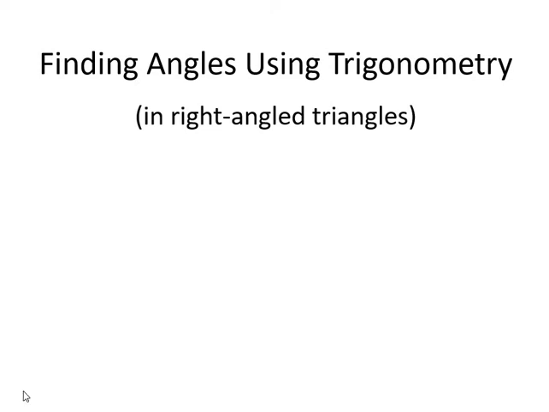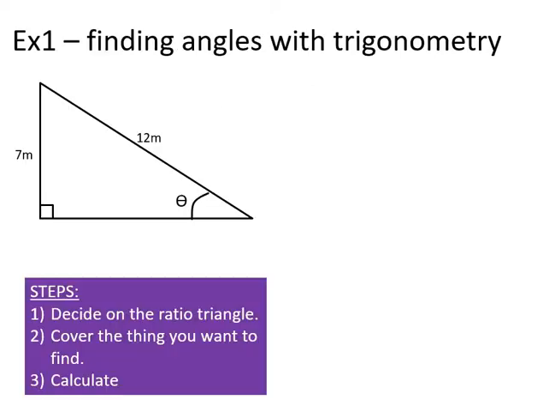Okay everyone, so in this lesson we're going to be finding angles using trigonometry, and this is going to be only in right angle triangles. So here's our first example, and we've got a triangle here, and we can see that we've got a side length of 7 meters, a side length of 12 meters, and then the angle down here is labelled as theta.